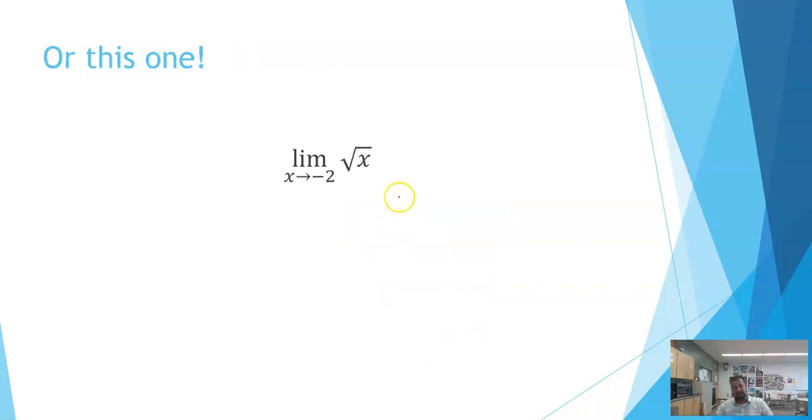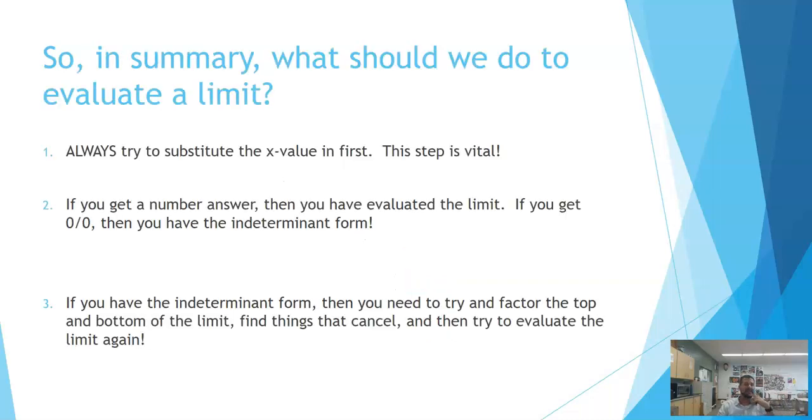If I get this one, I try to evaluate by plugging in the limit. I get the square root of negative 2. You cannot take the square root of a negative number, so we say does not exist. Anytime we get functions where we're still violating those same rules we talked about before, we just say, oh, that limit, we can't do that limit, and we say the limit does not exist.